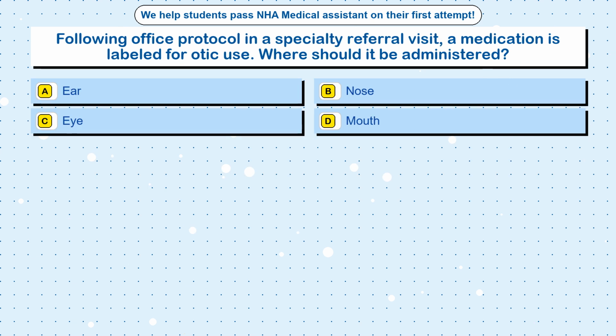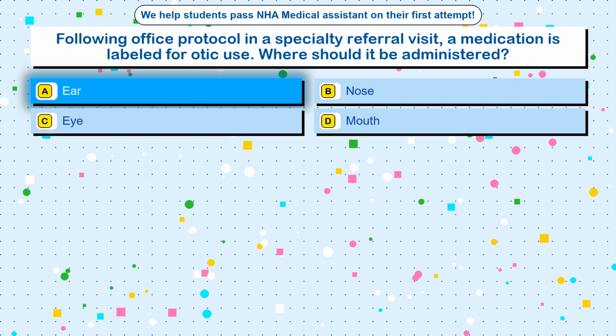Question 24. Following office protocol in a specialty referral visit, a medication is labeled for otic use. Where should it be administered? Option A. Ear. Option B. Nose. Option C. Eye. Option D. Mouth. The correct answer is option A.